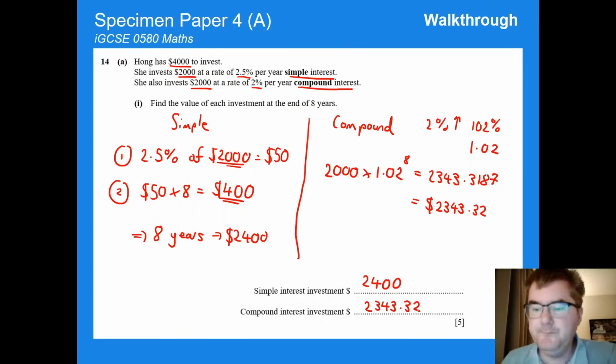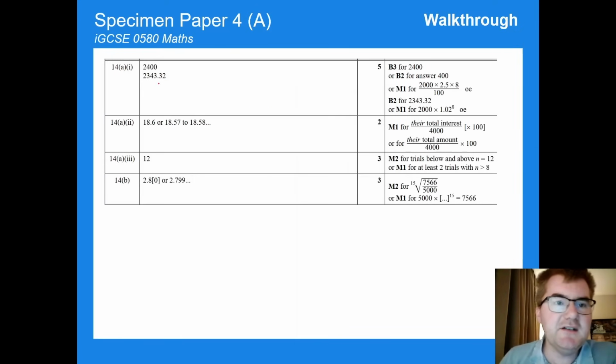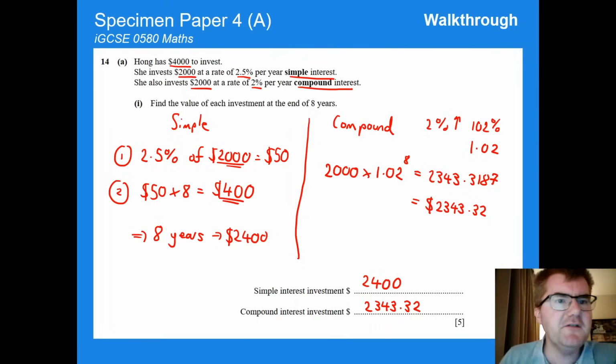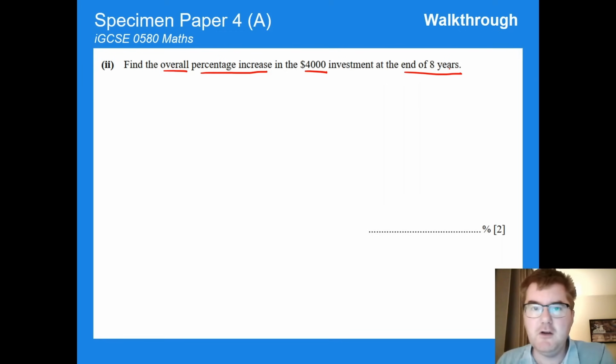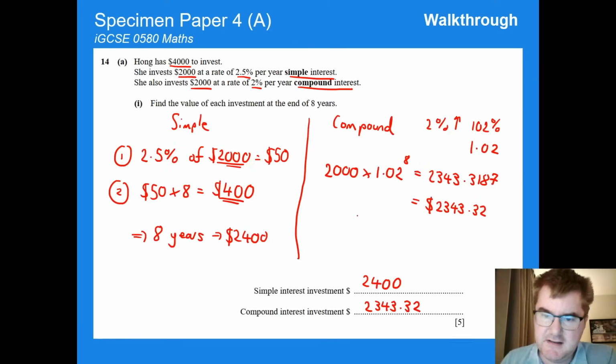There we are. Again, if we have a look at the mark scheme, that is generally what is considered the correct calculation here for all 5 marks. A lot of marks just for this first initial question. Now part 2 is the overall percentage increase, that's important, of the $4,000 investment at the end of 8 years. So what we're going to do is add these two things together.